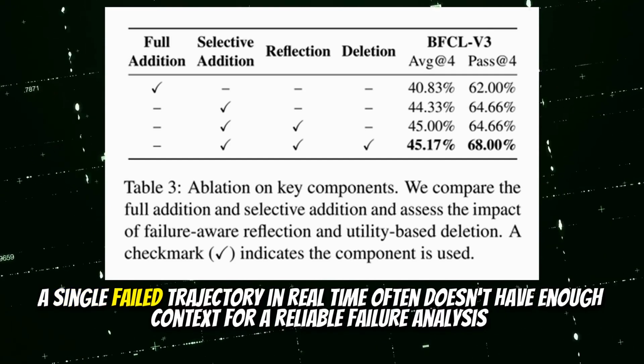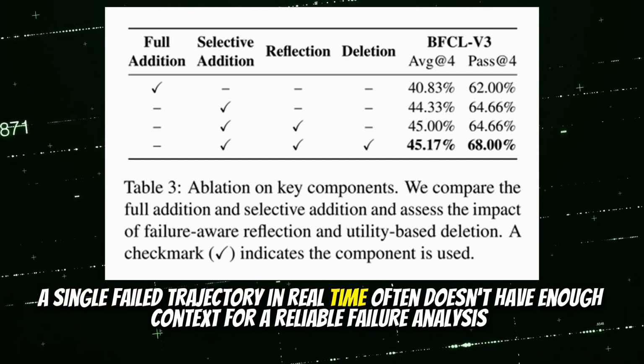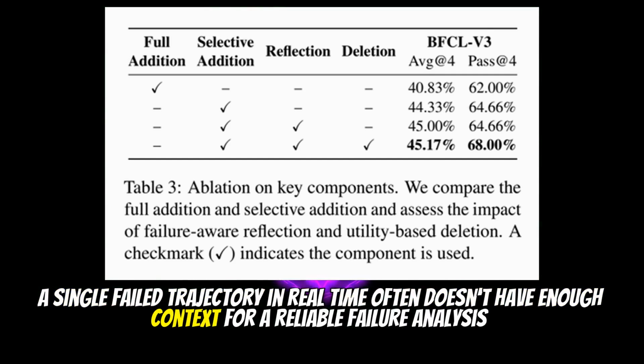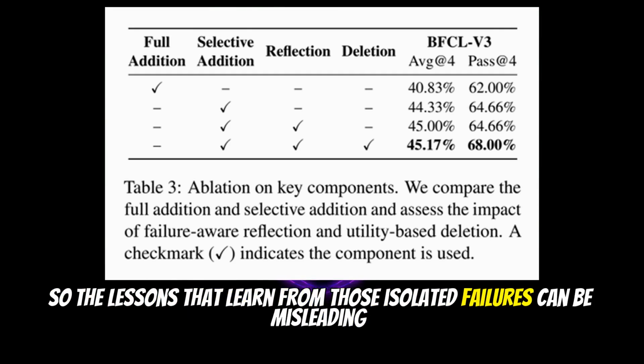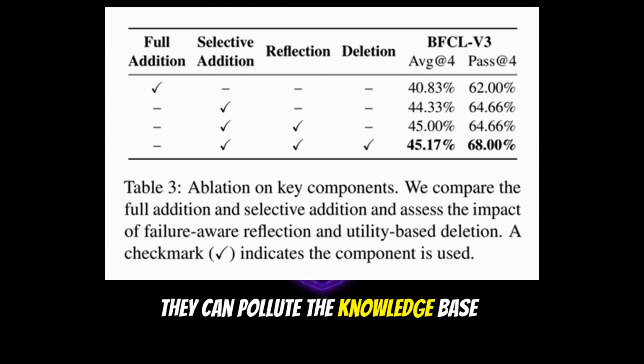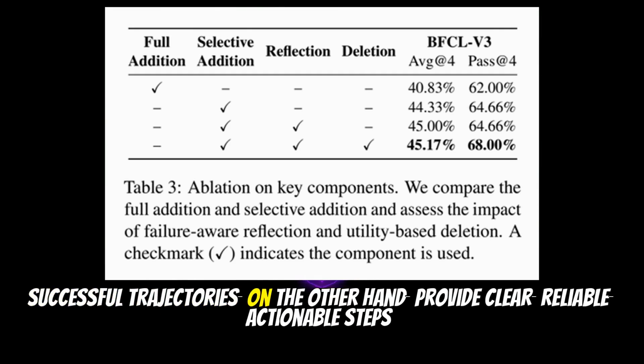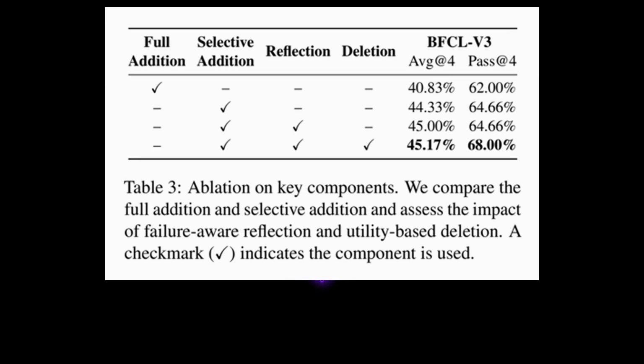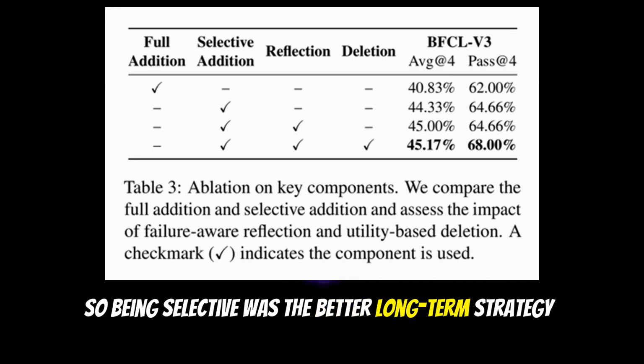A single failed trajectory in real time often doesn't have enough context for a reliable failure analysis. So the lessons it learns from those isolated failures can be misleading. Exactly. They can pollute the knowledge base. Successful trajectories, on the other hand, provide clear, reliable, actionable steps. So being selective was the better long-term strategy.